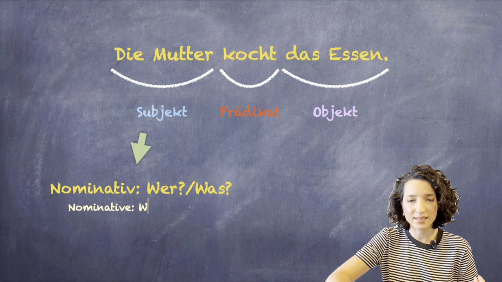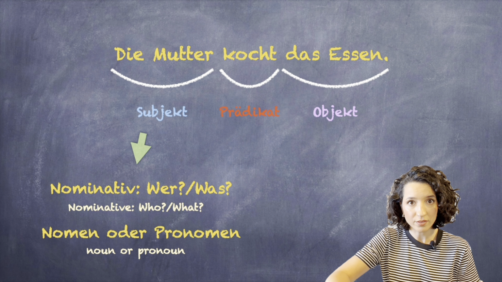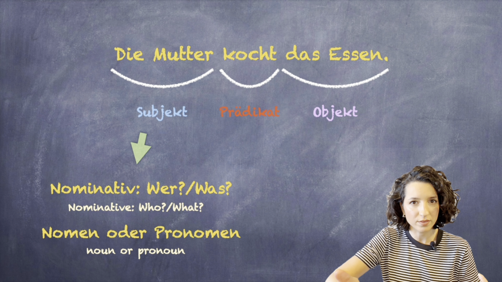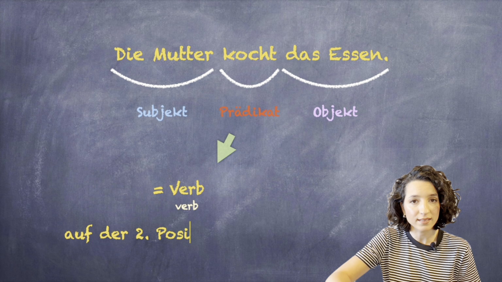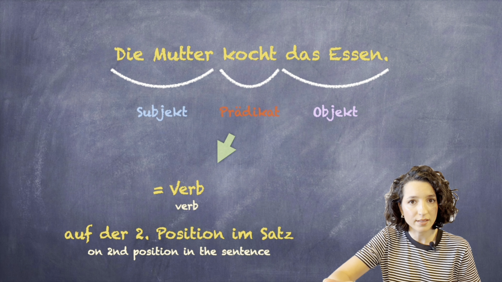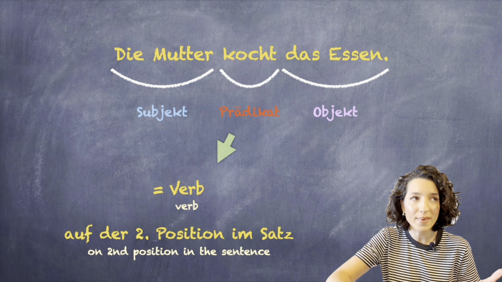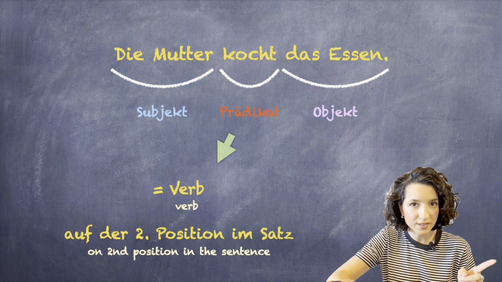So, what is das Subjekt? It's always in the nominative, and you can ask about the subject with wer oder was. And you always have Nomen oder Pronomen as a subject. Predicate, das Prädikat, like I said before, is a verb. And its position in a main clause is the second place. Keep this rule in mind.